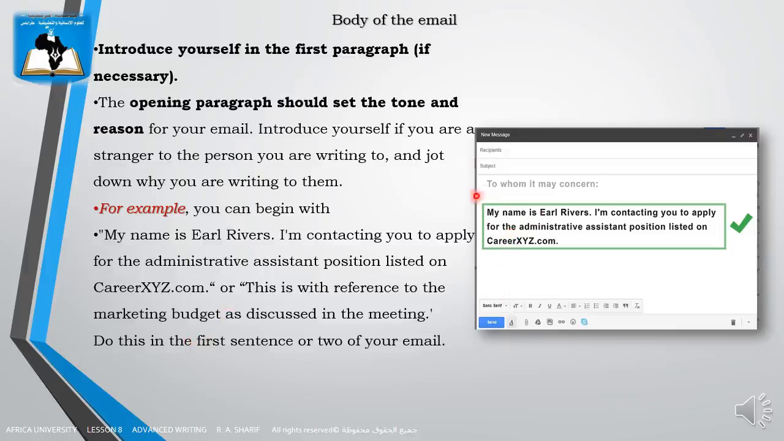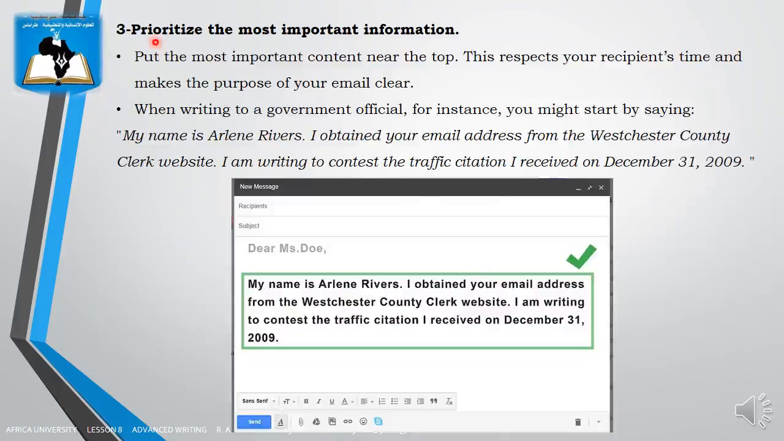Okay, as in the example here, look at the body of the paragraph where they wrote the message. My name is Earl River. I'm contacting you to apply for the administrative assistant position listed on the career website. Okay, this is the opening sentence. Prioritize the most important information. Put the most important content near the top. This respects your recipient's time and makes the purpose of your email clear.